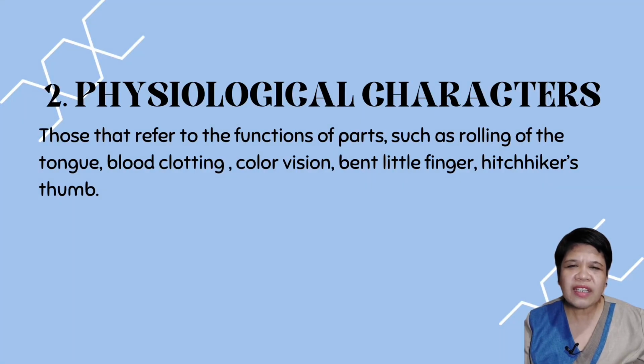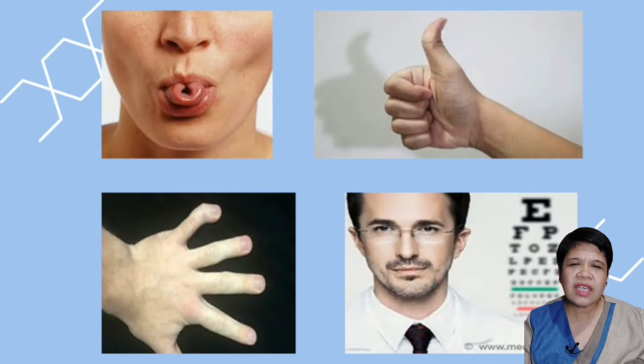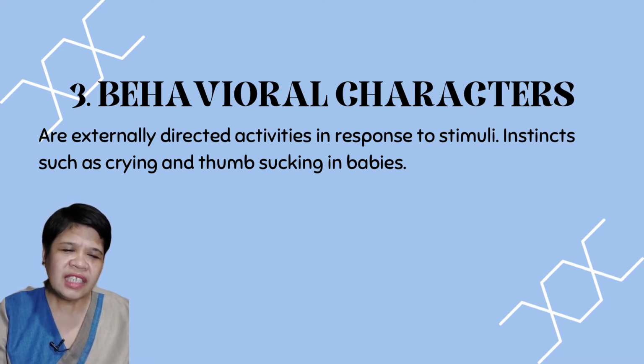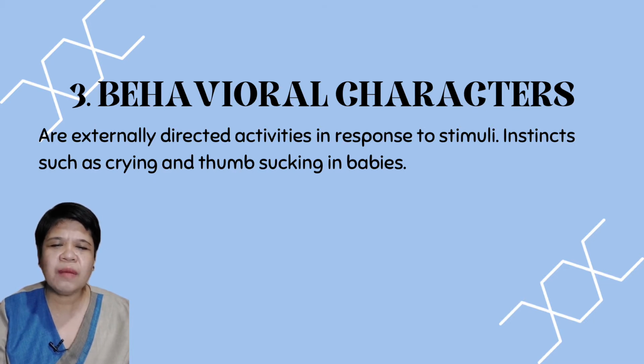What are physiological characters? Those that refer to the functions of parts, such as rolling of the tongue, blood clotting, color vision, bent little finger, or hitchhiker's thumb. So these are the examples that you can see in our slides. Behavioral characters. What are behavioral characters? These are directed activities in response to stimuli. Instincts, such as crying and thumb sucking in babies.